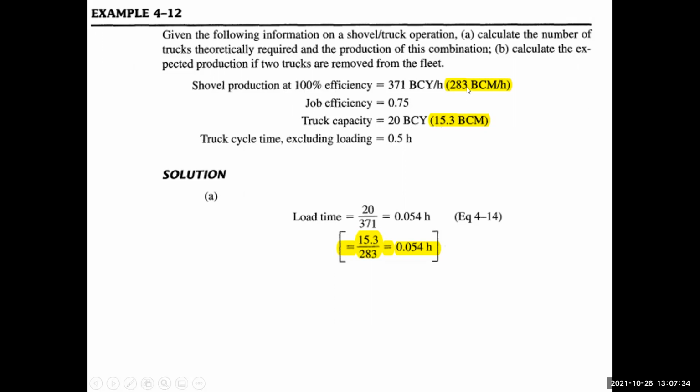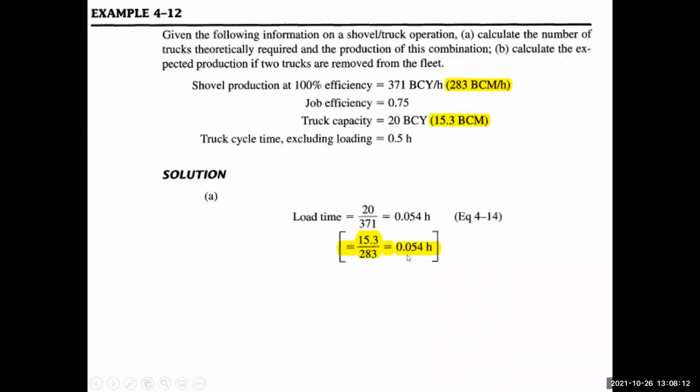So that means if a shovel is producing 283, in order to match this 283, we will need a number of trucks. So the truck cycle time will be 0.45 hours. This is a simple operation over here. For example, the loading time of the truck will be 15.3, we have to load, and then 15.3 divided by 283.